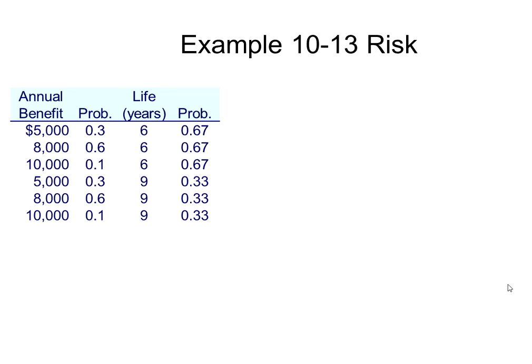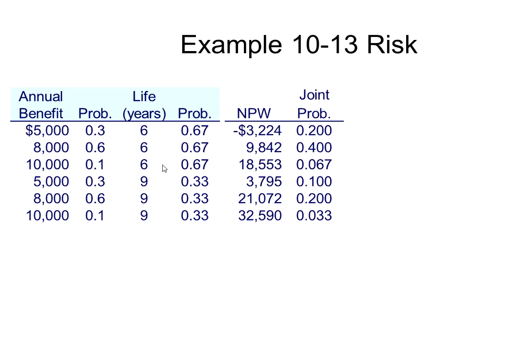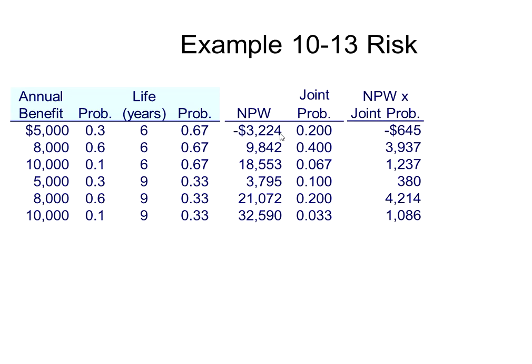So again, here's another example, and that's the example that we looked at where we have three different annual benefits. Pessimistic, most likely, optimistic case with the respective probabilities, and then two different situations in terms of life of years, either 6 or 9. So we can also compute risk. So again, we already did this. That's just from before, the net present worth, the corresponding joint probabilities. Then we multiply each of these together, this by this, to get these values in this column.